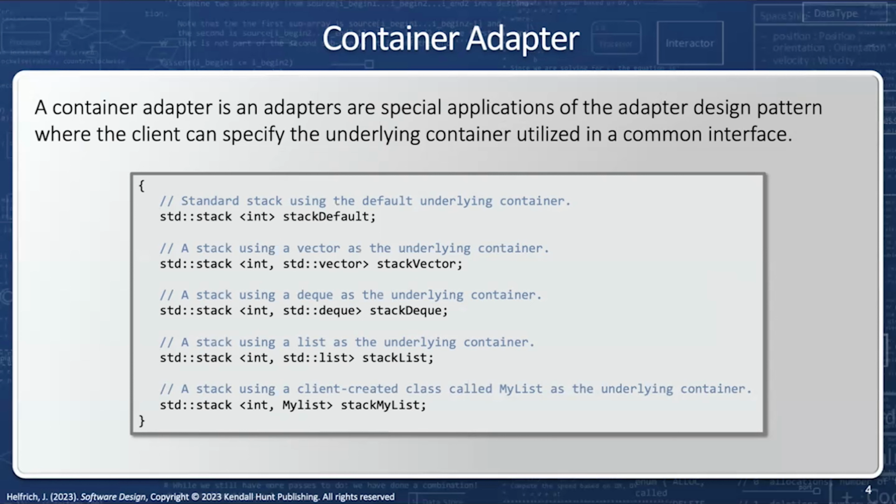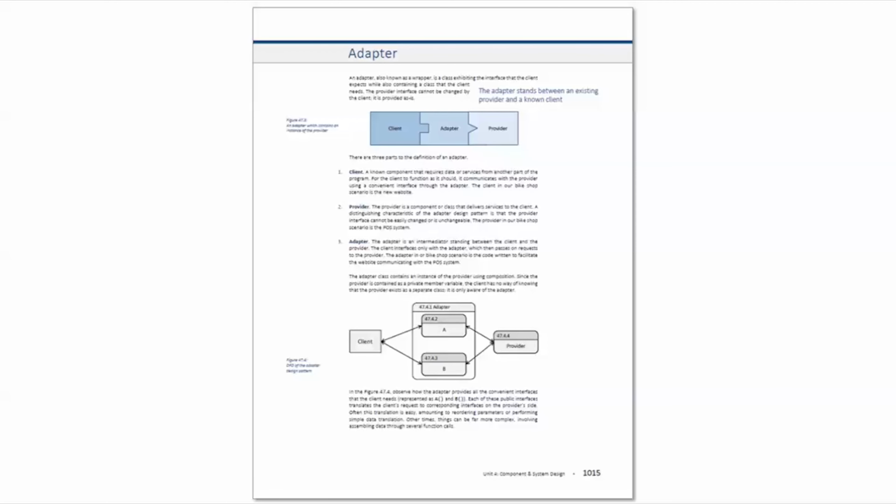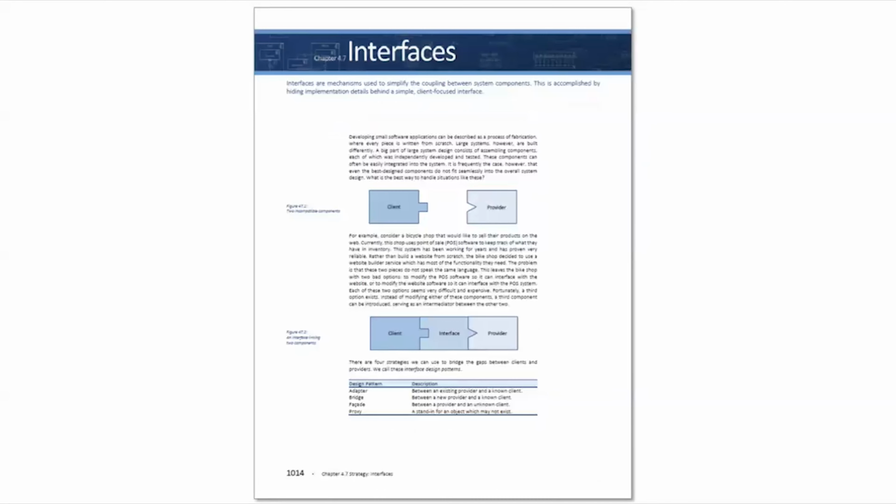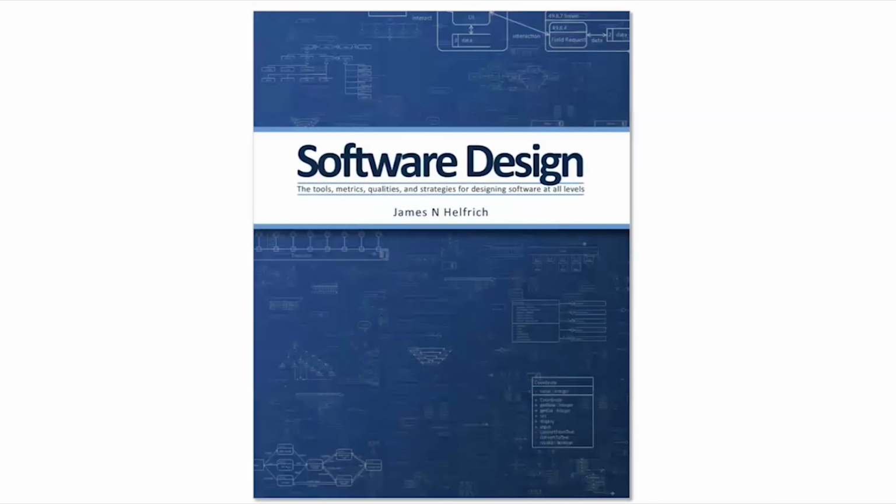Now, C++ calls this a container adapter. Why? Because it's the adapter design pattern applied to a container. In this case, we're allowed to specify the underlying data structure. Now you can learn more about the adapter design pattern in the adapter section of the interfaces chapter of the software design textbook.